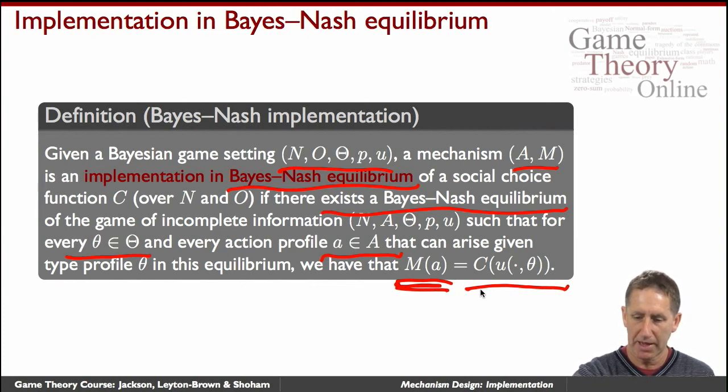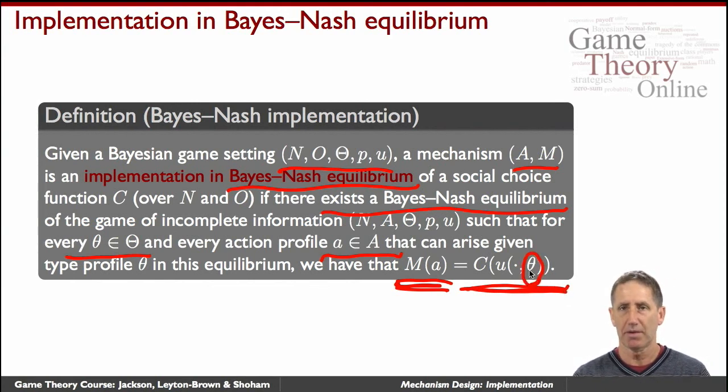And we would like it to be the case that indeed it's a social choice of the agents as they are, meaning they have their own preferences. And with respect to those preferences, we want that action profile to lead to the optimal outcome, as defined by the social choice function.